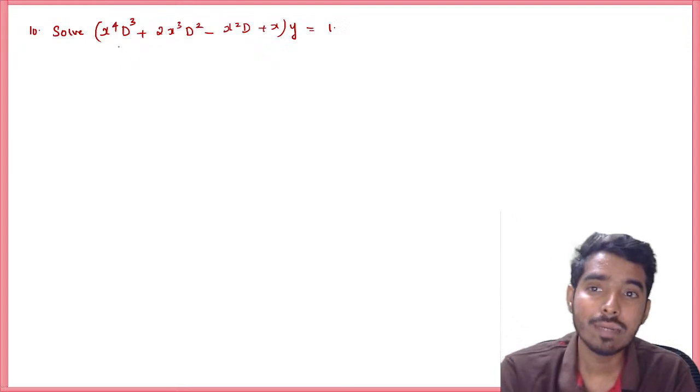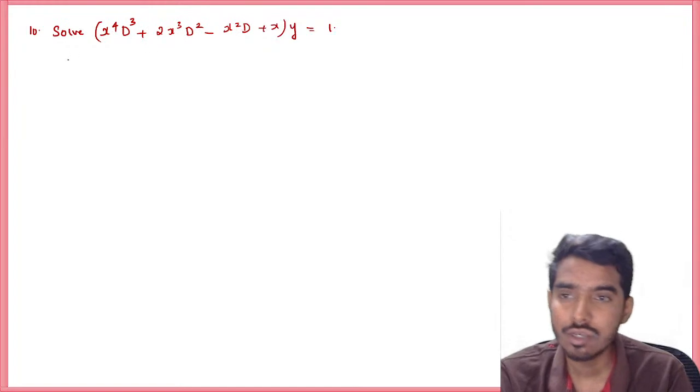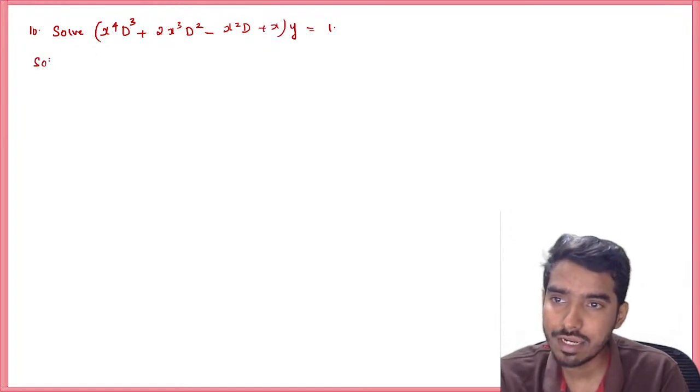Remember, this is not Cauchy-Euler. For Cauchy-Euler, the x power and the D power both have to be the same, like x cube D cube. But here we have x power 4 D cube, x square D square, and xD. So what I'm going to do is rewrite this equation.